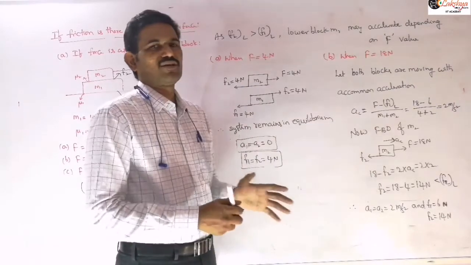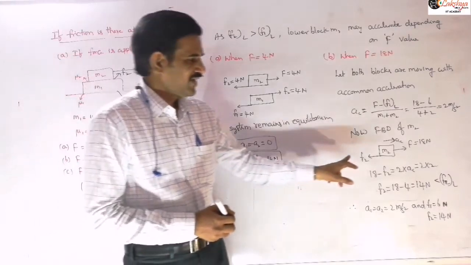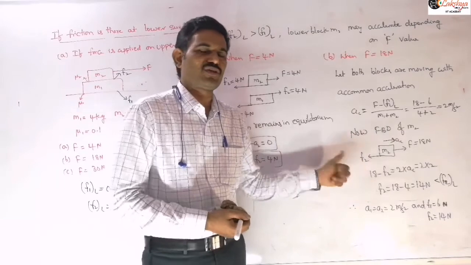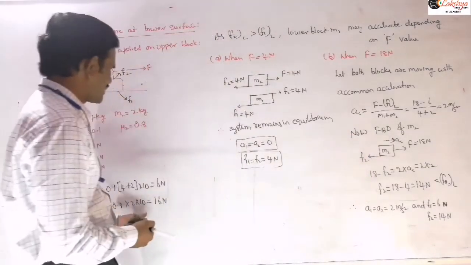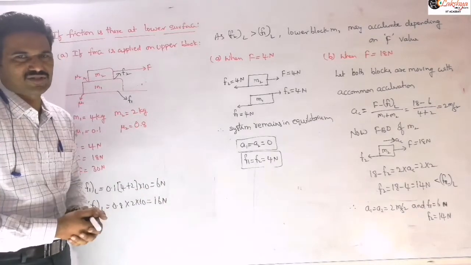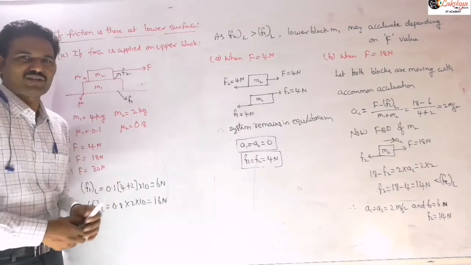Then you need to take the free body diagram of M1 and M2 separately, and then this friction you need to take as limiting friction here, or actually kinetic friction. So here you can take it as a limiting friction. That means the F2 value is limiting friction 16 newtons, and the F1 value will also be the limiting friction. So both the limiting frictions you need to take, and consider M1 and M2 separately with free body diagrams and find the accelerations there.